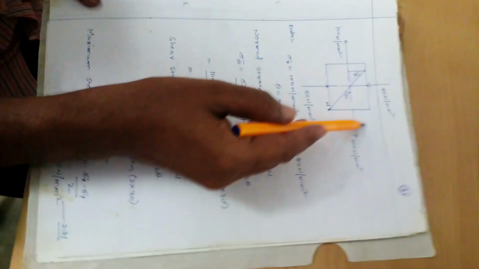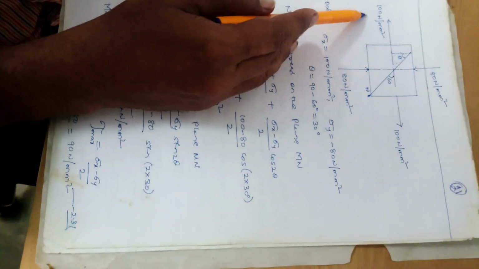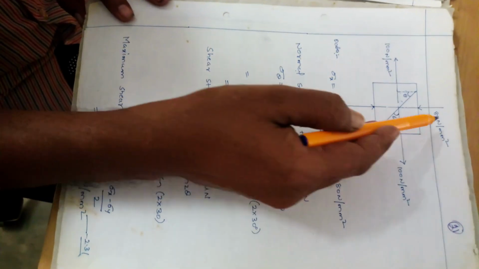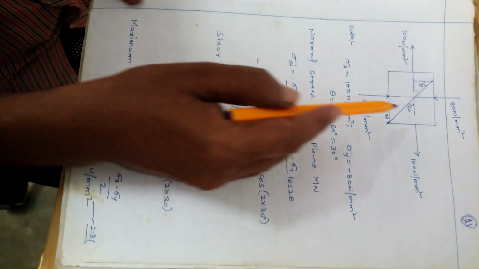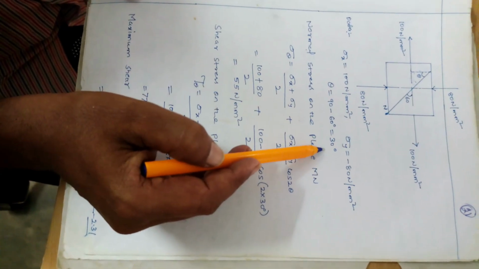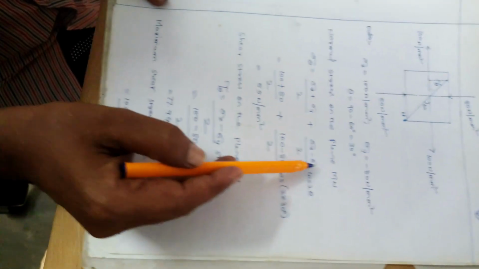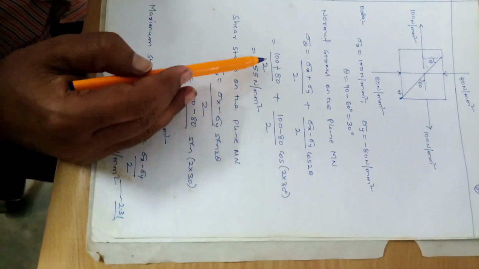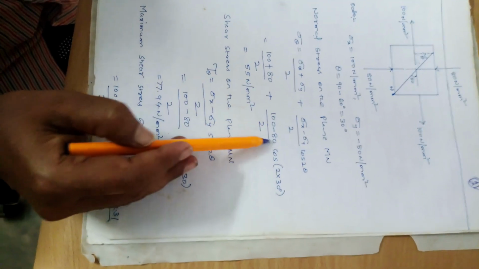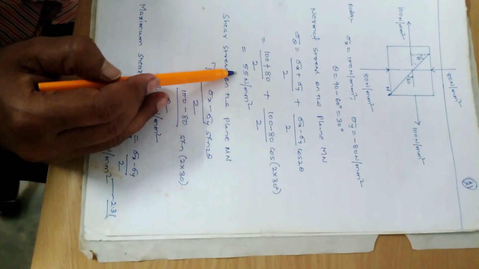So this is the diagram. Principal stresses, direct stresses are given, 100 Newton per mm square and 80 Newton per mm square. So sigma x, sigma y, and the angle will always be 90 minus 60 with the vertical, that is 30 degree. You can use normal stress first, sigma theta equal to (sigma x plus sigma y) by 2 plus (sigma x minus sigma y) by 2 cos 2 theta. So (100 plus 80) by 2 plus (100 minus 80) by 2 cos 2 into 30, you will get 85 Newton per mm square.